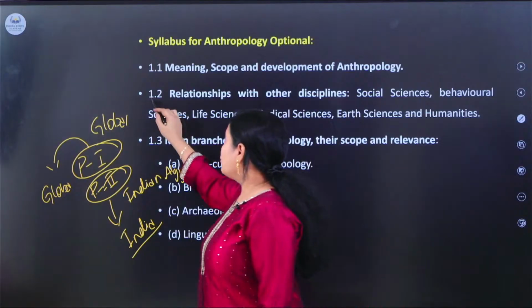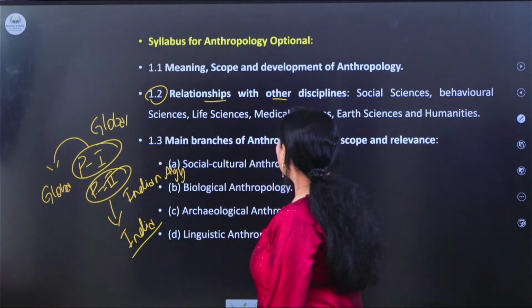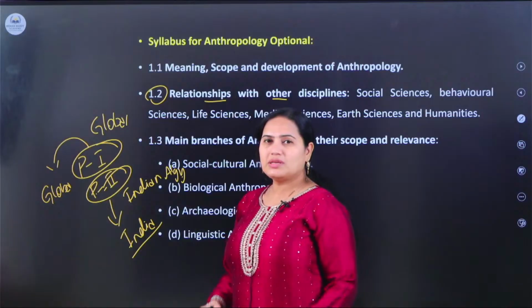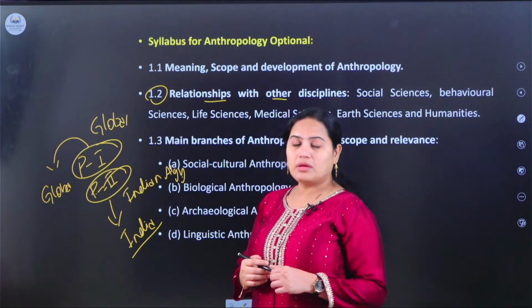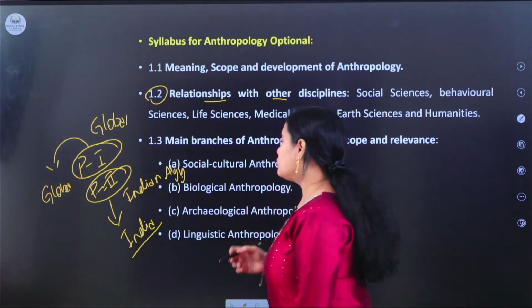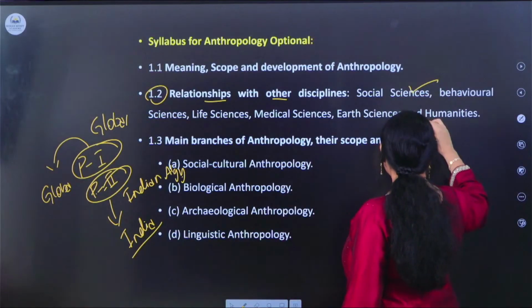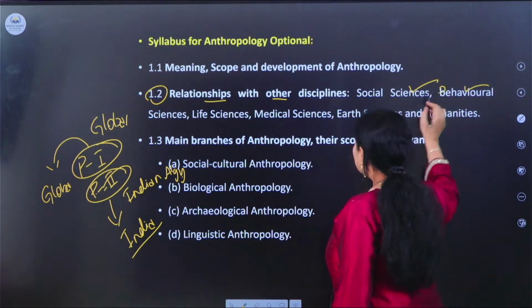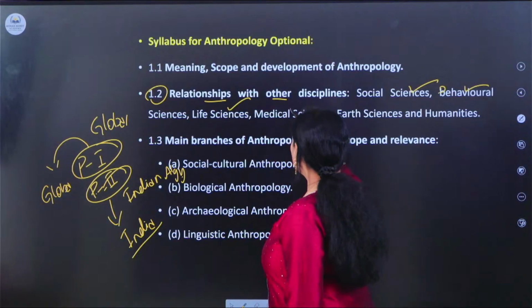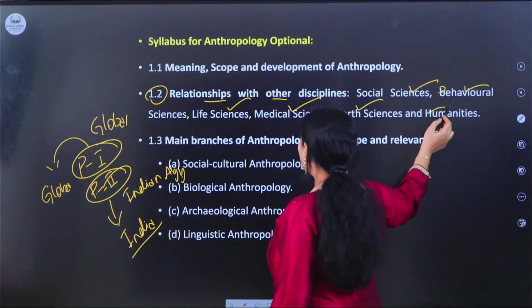And next, 1.2, the relationships with the other disciplines. Whether anthropology has a relationship with other disciplines, and if so, what are those disciplines? What is its relationship with the social sciences, behavioral sciences, life sciences, medical sciences, earth sciences and humanities.